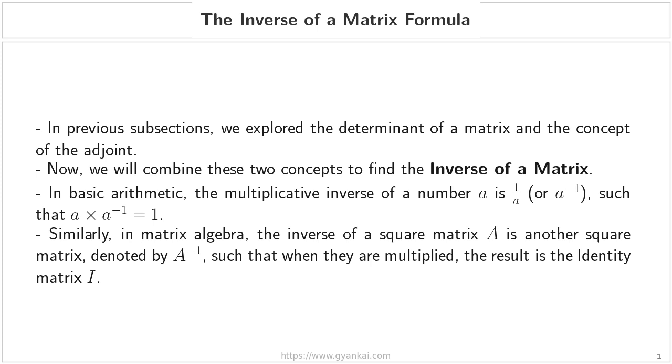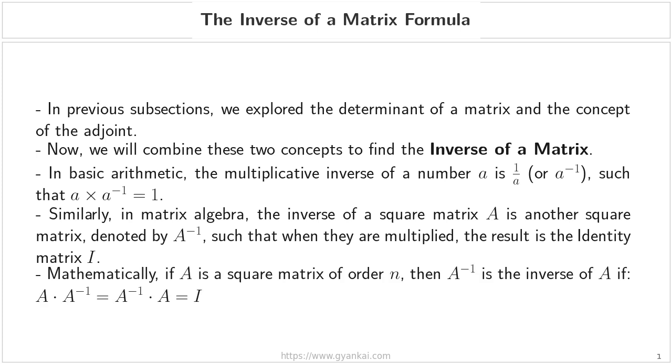If we have a square matrix, which we will call A, its inverse is another square matrix, which we denote as A inverse. The defining characteristic here is that when you multiply matrix A by its inverse, the result is the identity matrix, which we represent with the letter I. To put this into a formal mathematical statement, if A is a square matrix of order n, then A inverse is officially considered the inverse of A if A multiplied by A inverse, which is equal to A inverse multiplied by A, results in the identity matrix I.